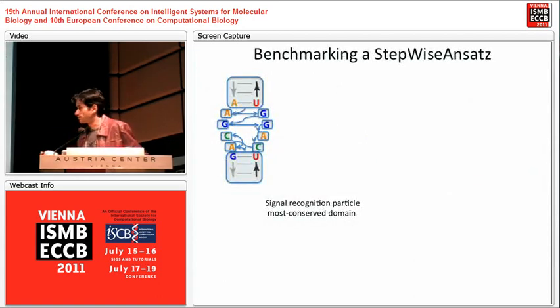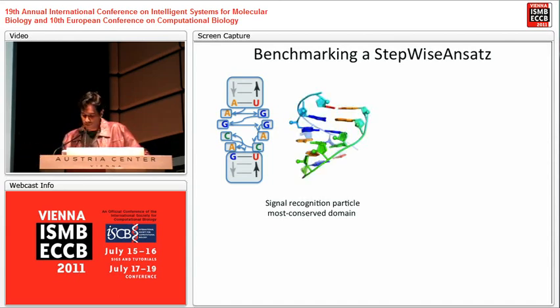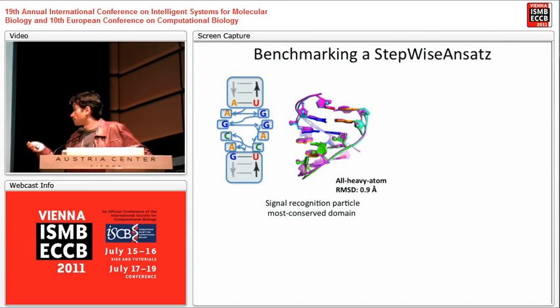Here's one of the test cases from the FARFAR benchmark, a double-stranded region from the signal recognition particle domain. We can sample over all possible nucleotide building paths, and this is the path that actually wins. It's the lowest energy, and here's the model. And it overlays quite well with the experimental structure within an angstrom. This is actually better accuracy than the FARFAR approach. And we can now start solving problems that were impossible for the previous approaches.